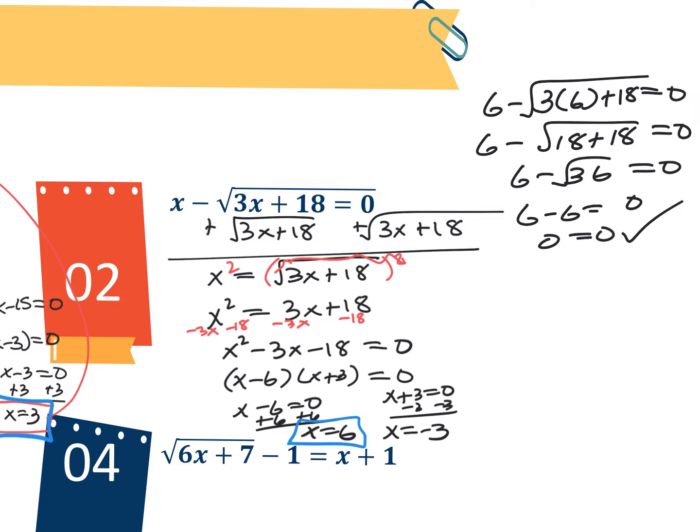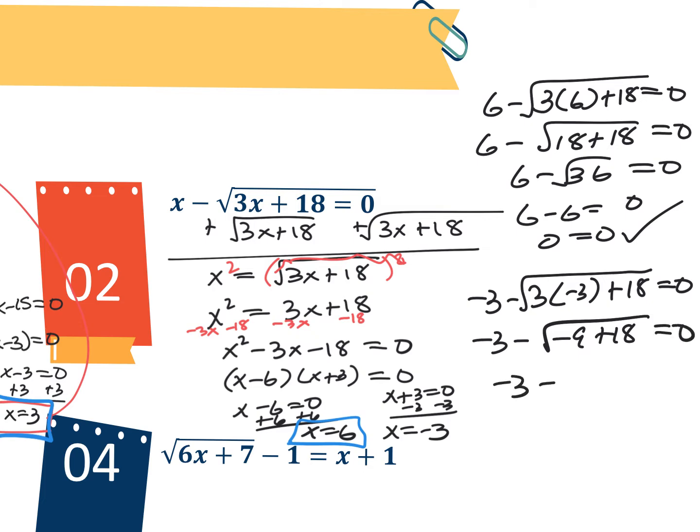And now let's plug in the next one. Not 6, sorry, that's a negative 3. Negative 3 minus the square root of 3 times negative 3 plus 18, that's all under the radical. Negative 3 minus the square root of negative 9 plus 18. Negative 3 minus the square root of 9. Negative 3 minus 3 gives me negative 6. This is not a true statement, so this is extraneous. Get rid of that one.